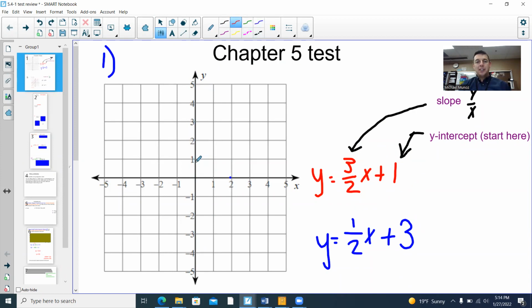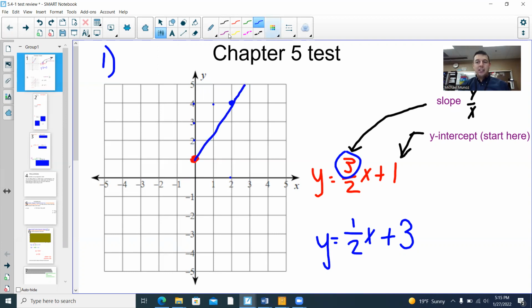We have a +1. I'm going to put my dot here for a +1, and then I'm going to go to my slope. My slope says 3's on top, so that's how much I'm going up. And then the bottom number tells me how much I'm going right, even if it's a negative. So we're going to go up 1, 2, 3, because it's a 3 here, and then right 2. So we have our first line, looks something like that.